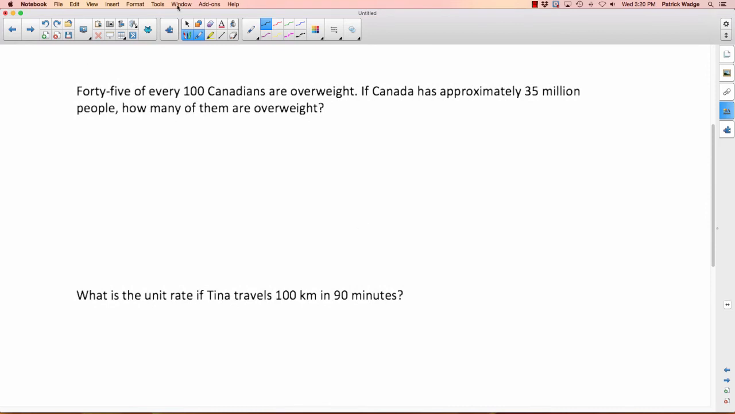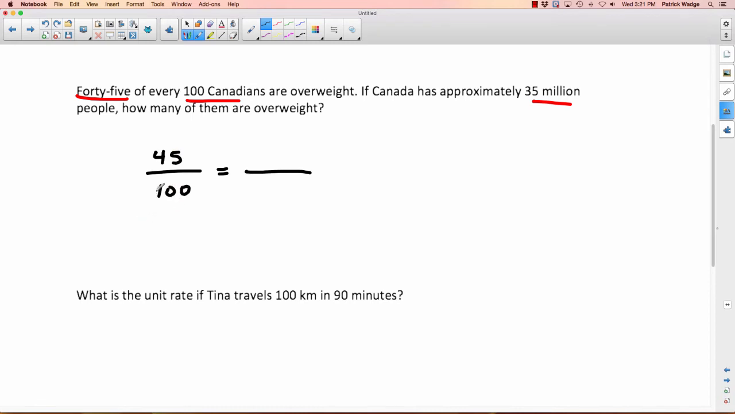Next, 45, so that's a number right there. 45 out of every 100 Canadians are overweight. If Canada has approximately 35 million people, so there's another number, how many of them are overweight? So we have our three numbers. There's always going to be three numbers and one missing. The first comparison we have is that 45 out of every 100.